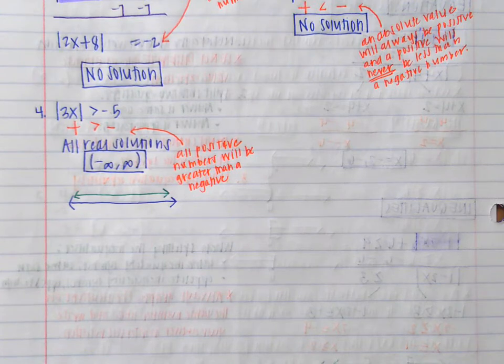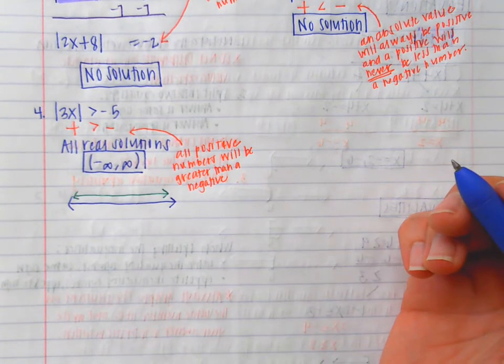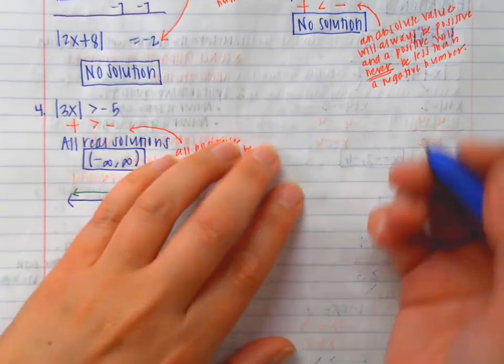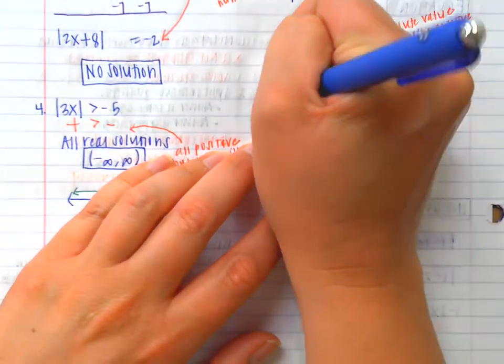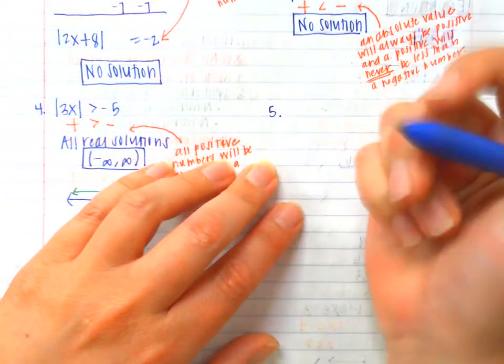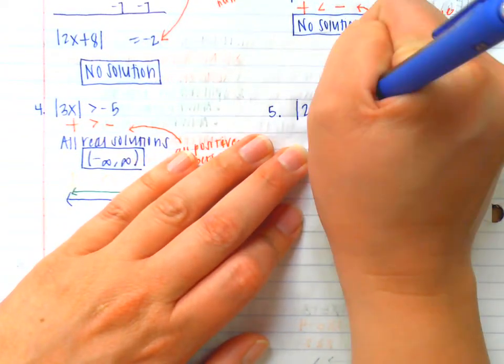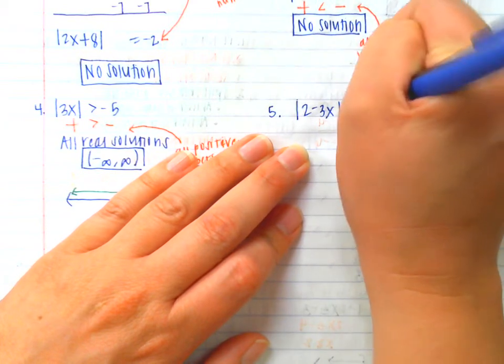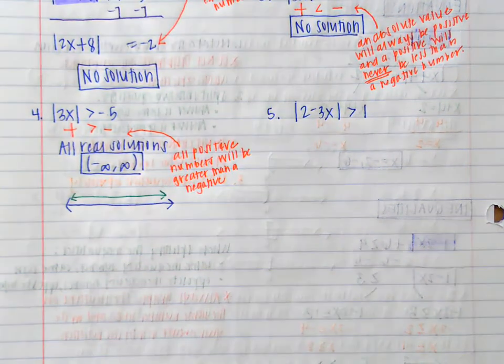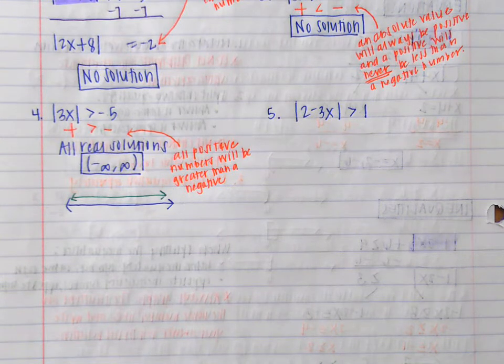Okay, so why don't you guys try this one on your own, and then I'm going to do one with you. So try this one. Number 5. If I gave you the absolute value of 2 minus 3x is greater than 1. So if you need to look back at your steps, use your steps. If you feel like you've got this, try this one on your own, and I'm going to kind of show you step by step by step.